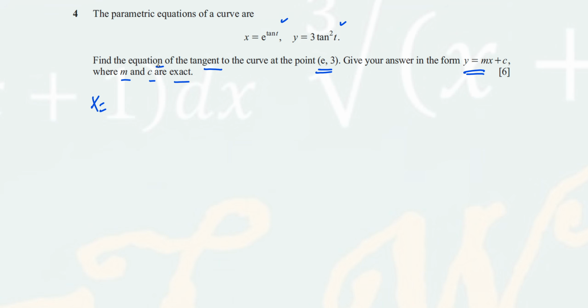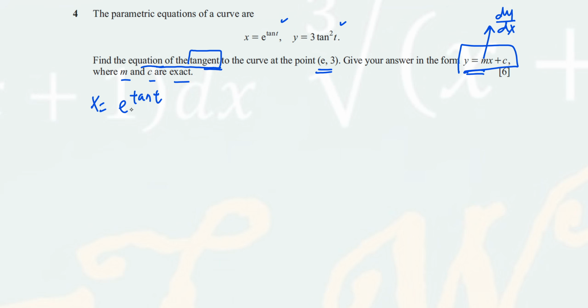When we need to form the equation of the tangent, it is a straight line. You must understand that the m here, the gradient of the tangent, is basically dy over dx. That is the gradient of the tangent. Therefore I need to find the expression for dy over dx.